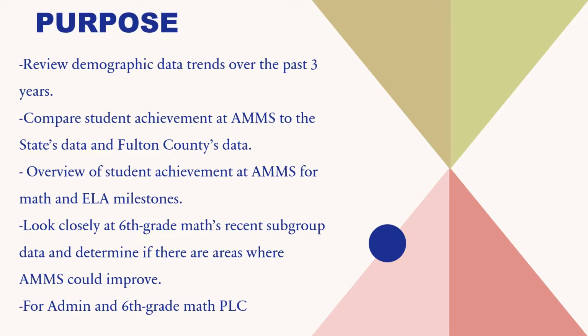So the purpose for this data overview is to review the demographic data trends over the past 3 years at Autry Mill. We're going to compare student achievement at Autry Mill Middle School to the state's data and Fulton County's data. We're also going to look at an overview of student achievement at Autry Mill in all 3 grade levels for math and the ELA Milestones. And then we're going to look closely at the 6th grade math scores over the past few years and look closely at some subgroups to see if we can determine some areas of growth and improvement.